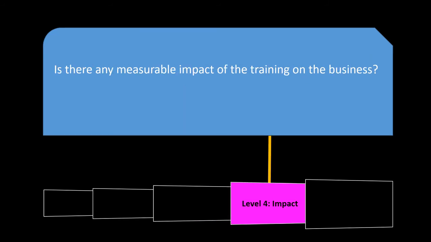Level 4, Impact measures if there is any measurable impact of the training on the business. Along with it, the Phillips ROI model also measures the other factors that might impact the business. In the analogy, if the client has reduced the number of projects, escalations and quality are not the only factors that are to be considered. Phillips ROI model considers other factors also that can impact the business.